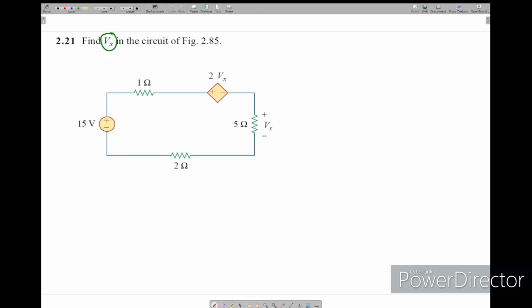Now simply finding the Vx. Here it is about dependent sources. When dependent sources come, there will be one controlled variable. So you always concentrate on the controllable variable. This controllable variable is Vx. I will assume the current I is going in this fashion. So simply Vx equals 5 times I.